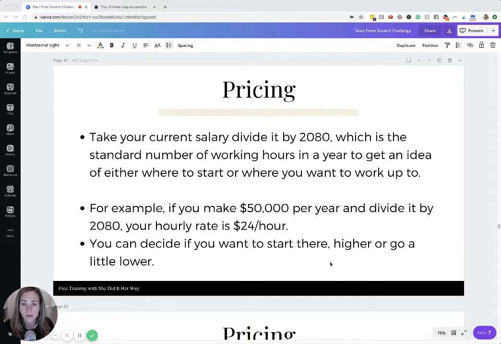The other thing you can do is take your current salary, divide it by 2,080, which is the standard number of working hours in a year, to get an idea of where you could start. And if you want to work up to it, or start above it, or start at it. So if you make $50,000 per year and divide it by 2,080, you get an hourly rate of $24. And you can decide if you want to start there, go higher, or go a little bit lower, but at least it gives you a starting point and a basis to jump off of so that you're not like, oh, I don't know where to start, right?